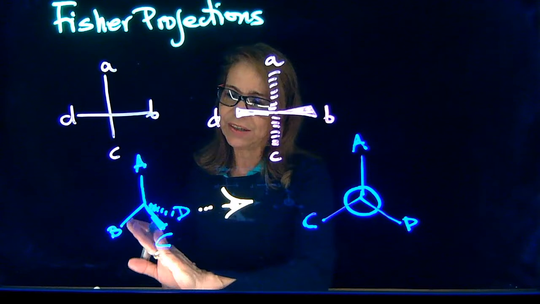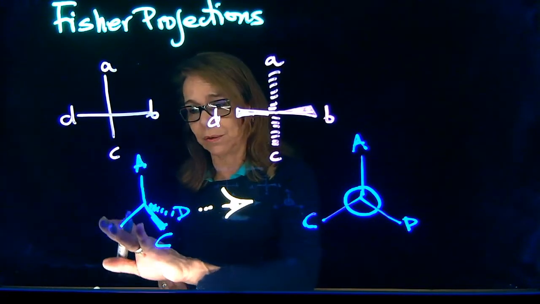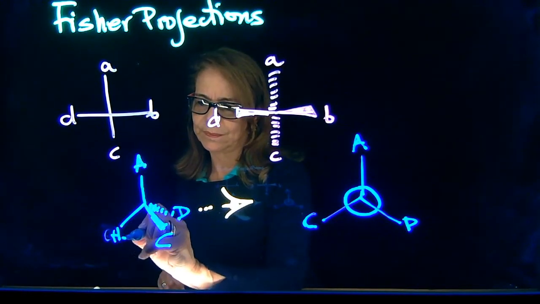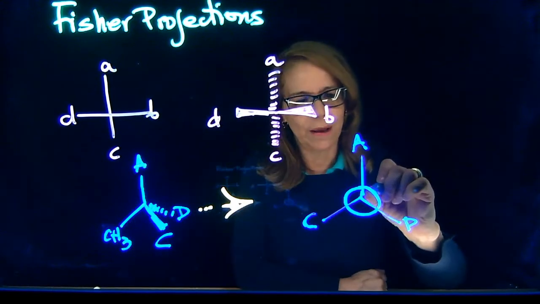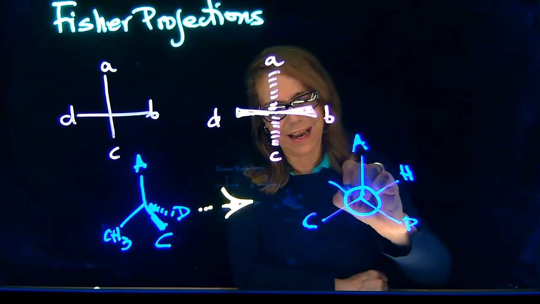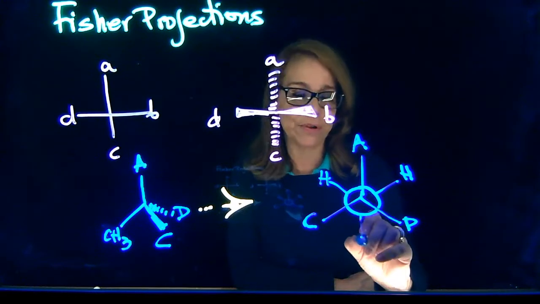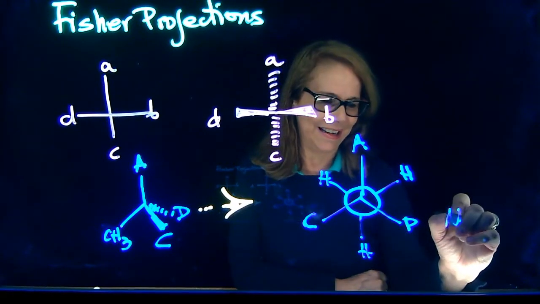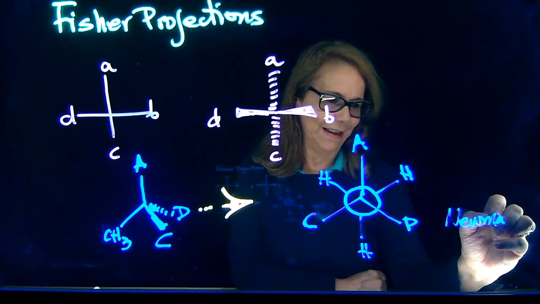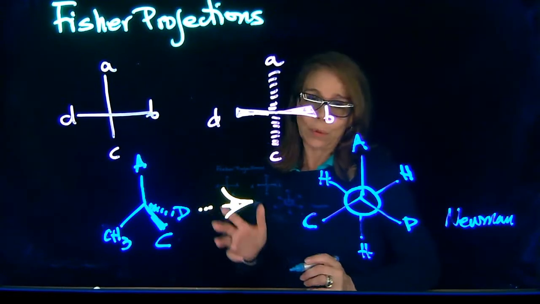So if we change, let's say, B to a methyl group, so in the Fischer, then this will be H. Fischer now, this is Newman. All right, so this is that. This is what we will see.